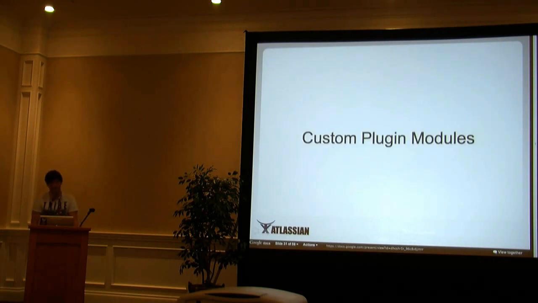Now let's talk about custom plugin modules. So a plugin module is basically just any one of those elements that you see at the top level of your Atlassian plugin XML file. It's just basically a component that your plugin uses. You can define custom plugin modules so that other developers can add implementations of an interface that you control to your plugin. So basically, you can open up your plugin to external developers to add more stuff to.